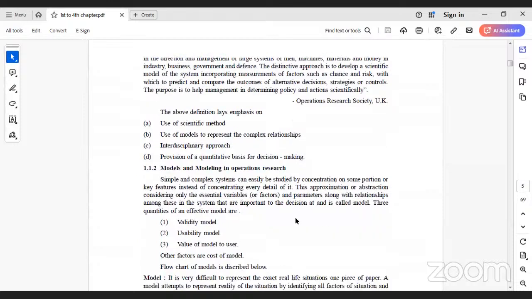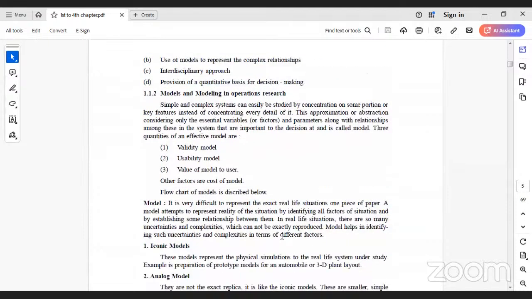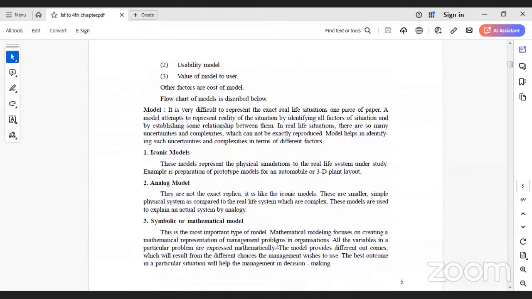Models and modeling in operations research. Simple and complex systems can easily be studied by concentrating on some portion or key features instead of concentrating on every detail. In models and modeling, they will also ask to define validity of a model, feasibility of a model and value of a model to the user. So what is a model? The types of models are iconic models, analog models, and symbolic or mathematical models.